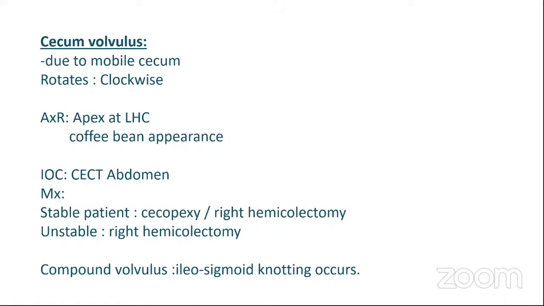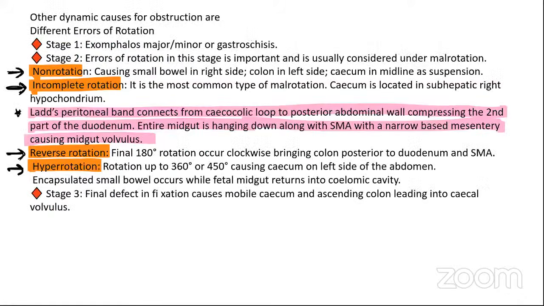Other causes of intestinal obstruction are malrotation. If there is a malrotation in development, then it will present as an obstruction at times. In the first stage, if deformity occurs, that will present as an exomphalos, which can be major or minor, or it can present as gastroschisis. In the second stage of development, if an error occurs in the rotation, that is the exact point of rotation. In non-rotation, it is not rotating at all, it is not going back to its normal site, so that will be the non-rotation.